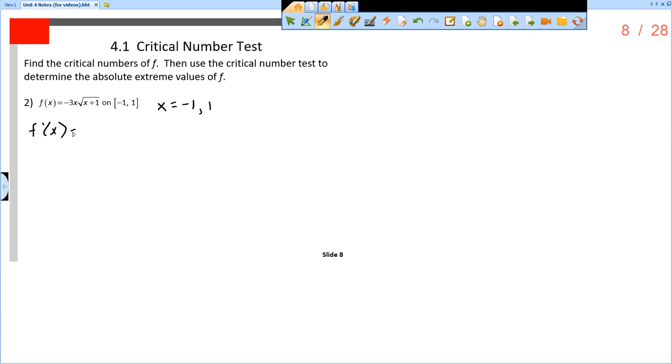So the derivative is going to have to use the product rule. -3x times the derivative of square root of x plus 1, so that'd be 1/2 times x plus 1 to the -1/2, plus x plus 1 to the +1/2 times the derivative of -3x, which is -3. So now we want to factor. We can factor out the x plus 1 to the -1/2. Remember, we always factor out the lower power. So x plus 1 to the -1/2.